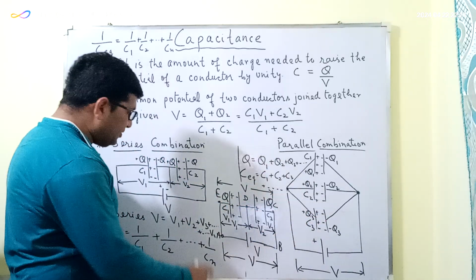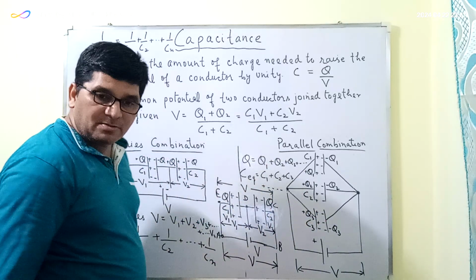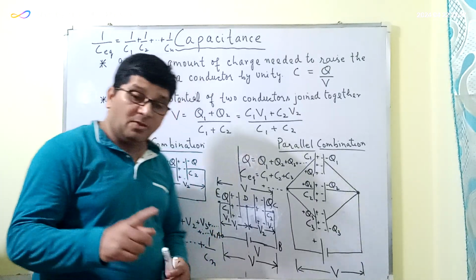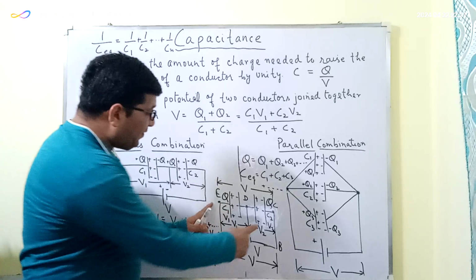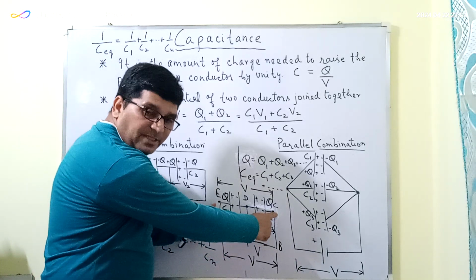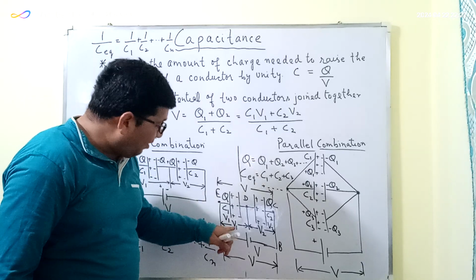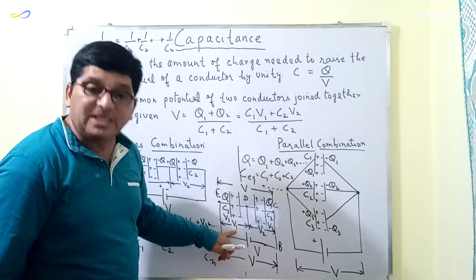The potential difference across the ends of the capacitors will be equal to the sum of the potential difference across each capacitor.